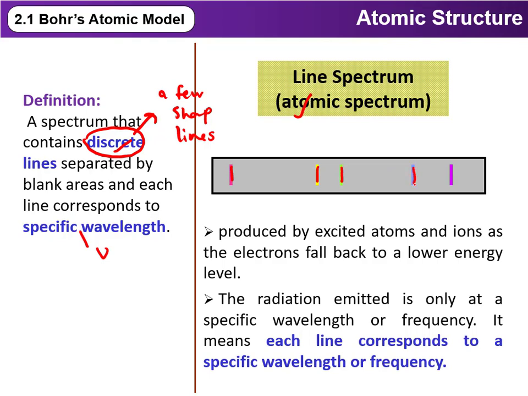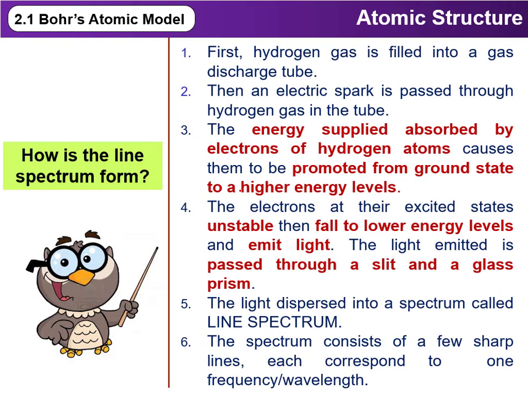It is produced by excited atoms or ions as the electron falls back to a lower energy level. The radiation emitted is only at a specific wavelength and frequency. It means each line, this one line, corresponds to a specific wavelength and frequency. So how can this line spectrum form?